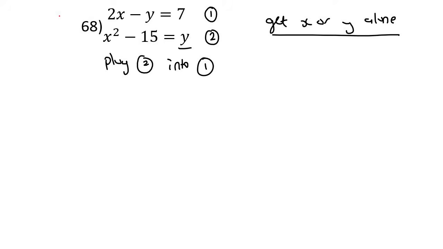So remember, step 1, get x or y alone. We've done that. That's already done for us. Now what you do is you put that into the other equation. So let me quickly write the other equation down for us over here. Now you see where this y is?